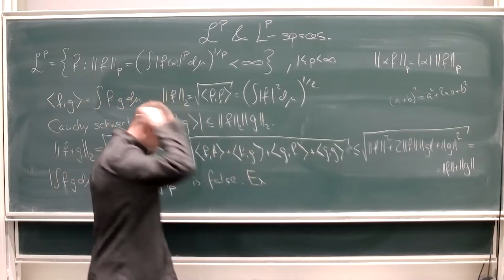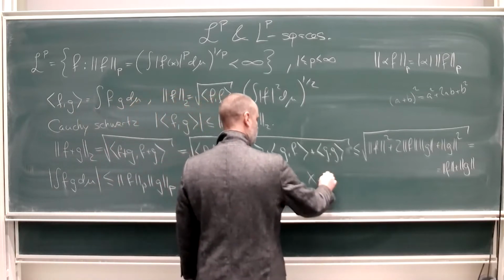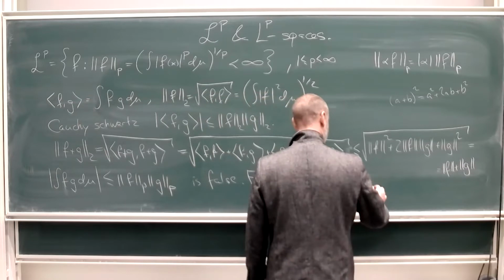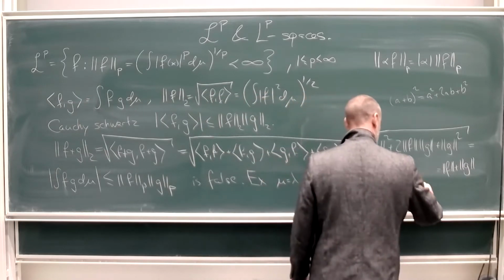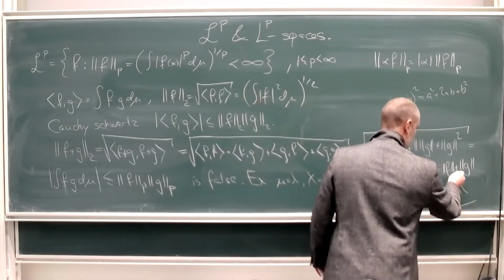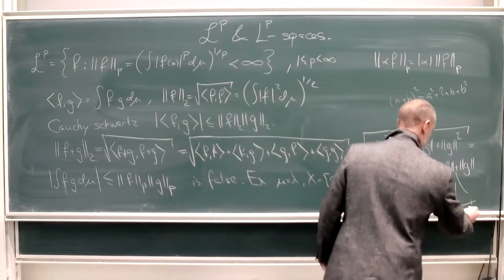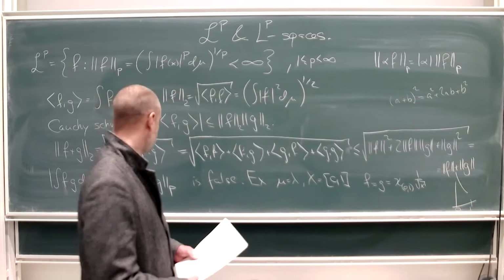An example of that: just let mu be equal to lambda, X be equal to the interval from 0 to 1, and the function f equal to g equal to the characteristic function of (0,1) open, times 1 over square root of x. So this is some function that goes to infinity like this. So what's going on with this guy?